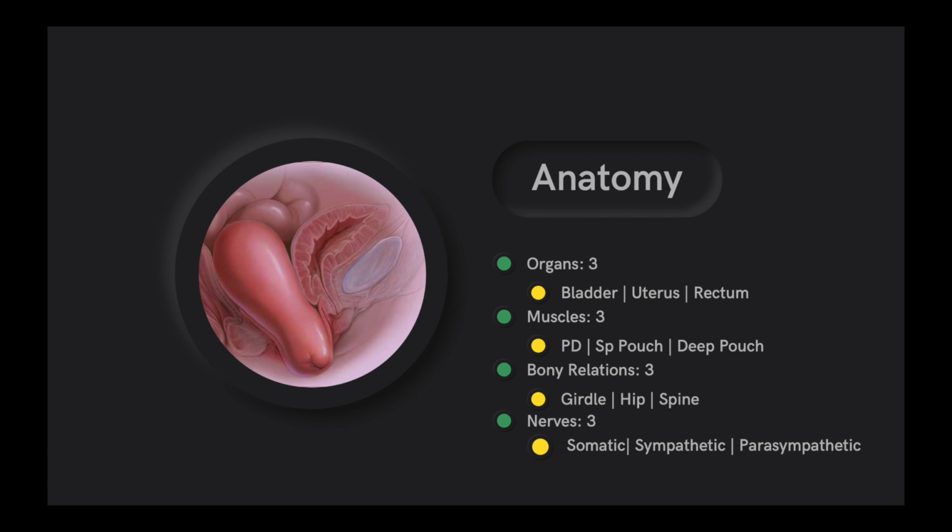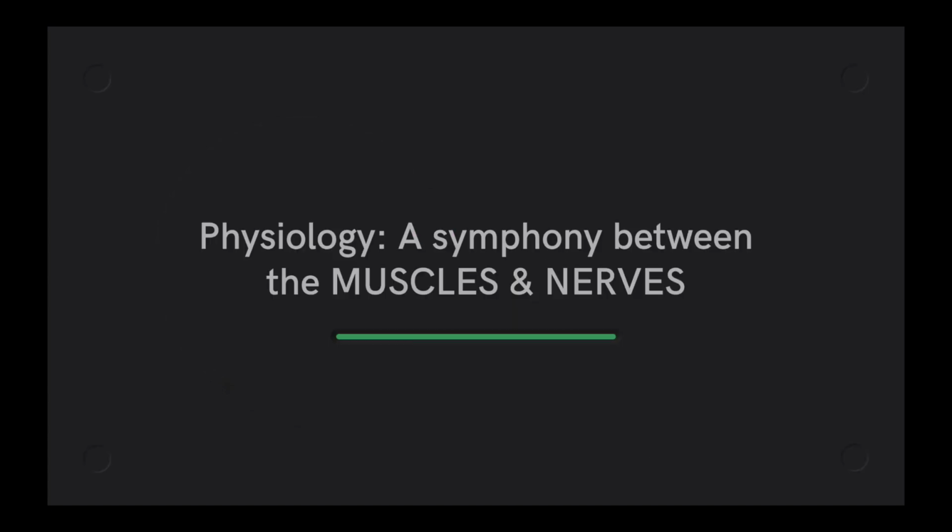There are three important nerves, or only three groups of nerves, which are handling the pelvic floor: somatic nerves, sympathetic, and parasympathetic nerves. I want you to keep these important points in your mind before we start enjoying the symphony of muscles and nerves in the pelvic floor.